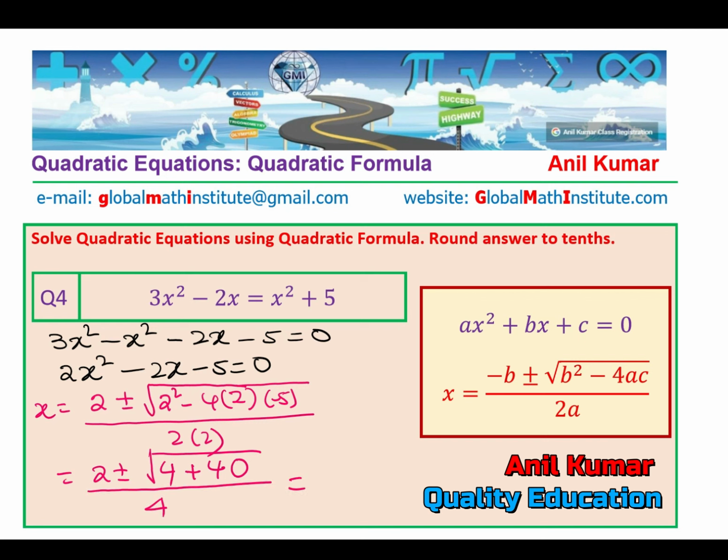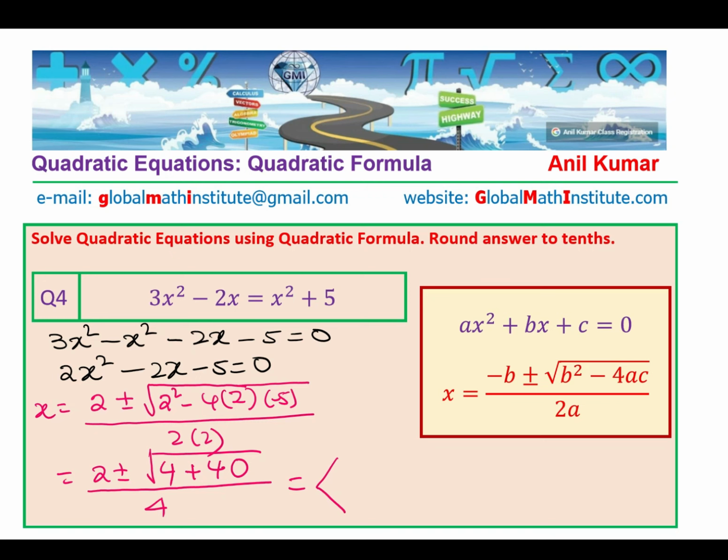So now we can calculate this answer. We have two different solutions since within the radical square root we have positive 44, right? So we get 2 plus or minus square root of 44 divided by 4, or 2 plus here, right? And minus square root of 44 over 4, right? Let's use the calculator to calculate this answer. So 2 plus square root of 44. Since we need a decimal place, we need to divide and then find the decimal value. It gives me 2.158, right?